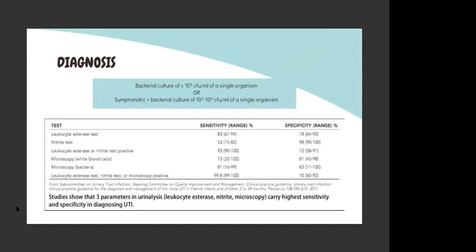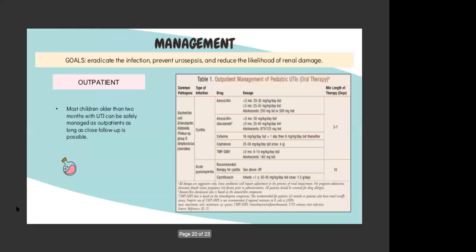So an accurate diagnosis is extremely important, as a false diagnosis of UTI will lead to unnecessary interventions that are costly and potentially harmful. So diagnosis is made when the bacterial culture is greater than or equal to 10 to the power of 5 colony-forming units per milliliter of a single organism, or the patient is symptomatic plus bacterial culture of 10 to the power of 2 to 10 to the power of 4 colony-forming units per milliliter of a single organism. And the box below shows that 3 parameters in urinalysis, which are leukocyte esterase, nitrite, and microscopy, carry the highest sensitivity and specificity in diagnosing UTI. So next is management.